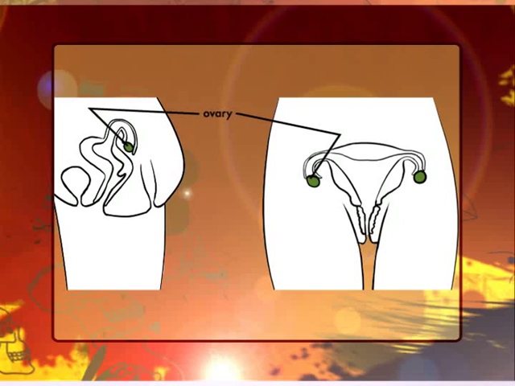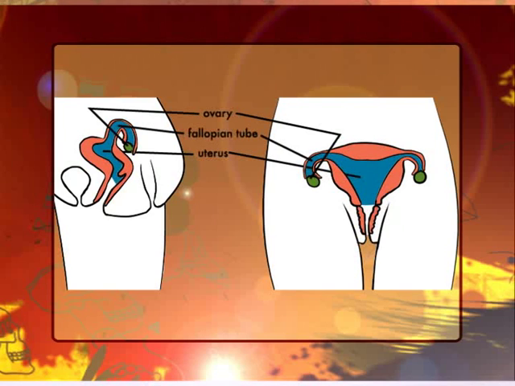They are situated in the abdominal cavity on either side of the uterus and are held in place by ligaments. The oviducts, or fallopian tubes, are two tubes that deliver the ovum to the uterus. Once the ovum is released from the ovary, it moves down the oviducts.